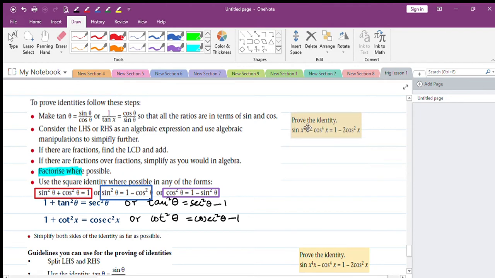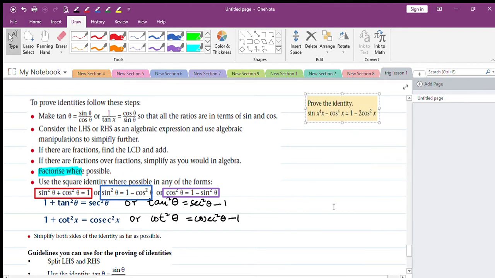Okay, here is the question. It says prove the identity that sine to the fourth of x minus cos to the fourth of x is equal to 1 minus 2 cos squared x. The first thing to do is to choose the most complicated side. In this case, the left hand side looks like the most complicated side, so I will choose to work with the left hand side, which is this side here.